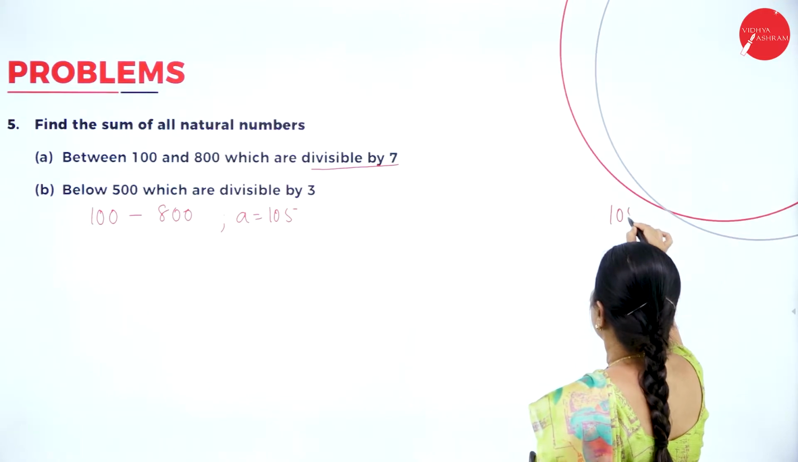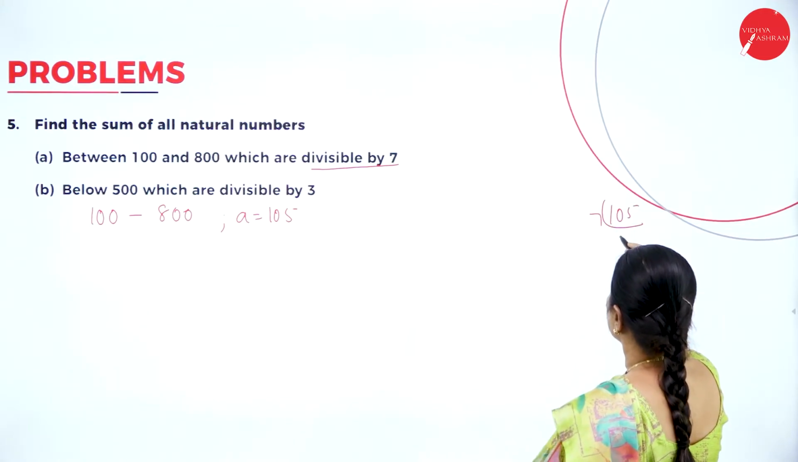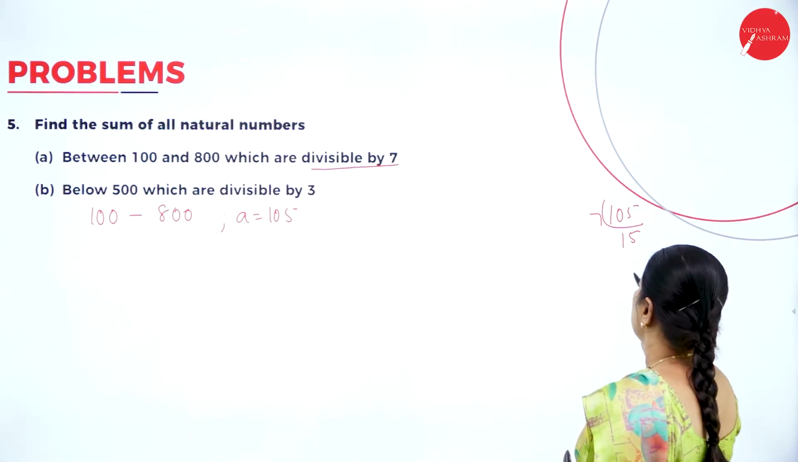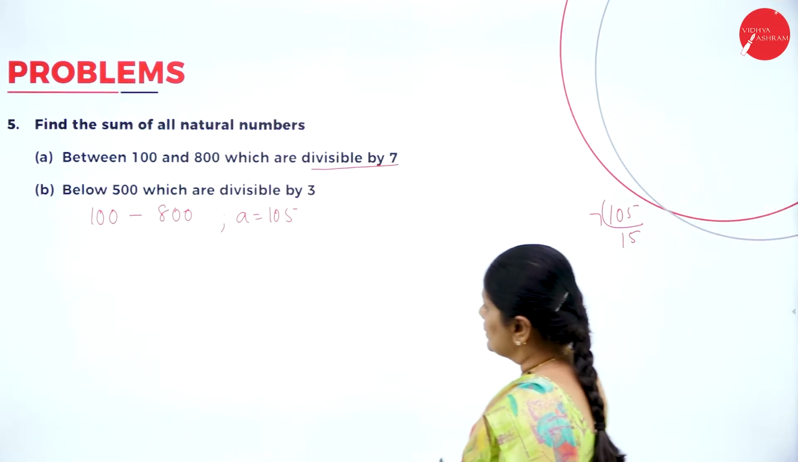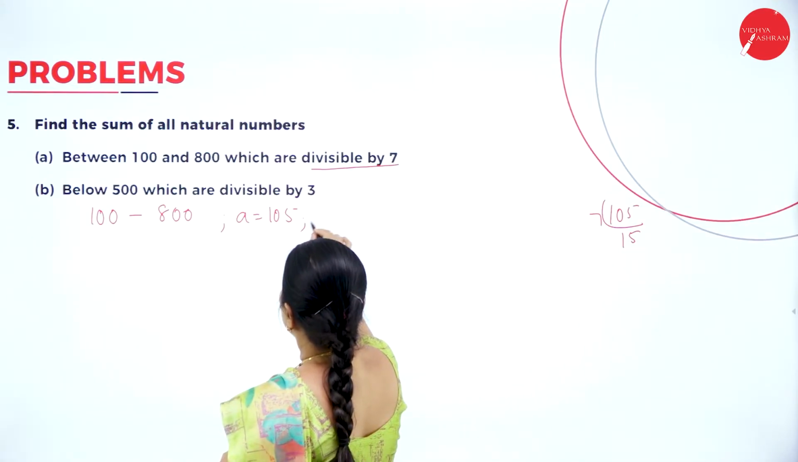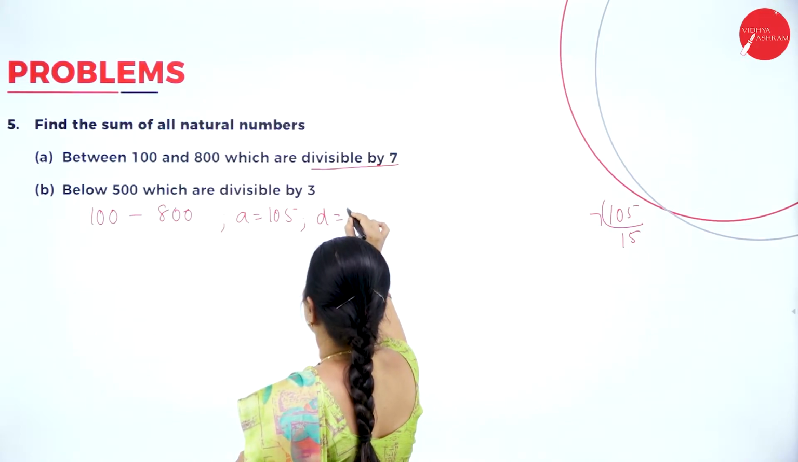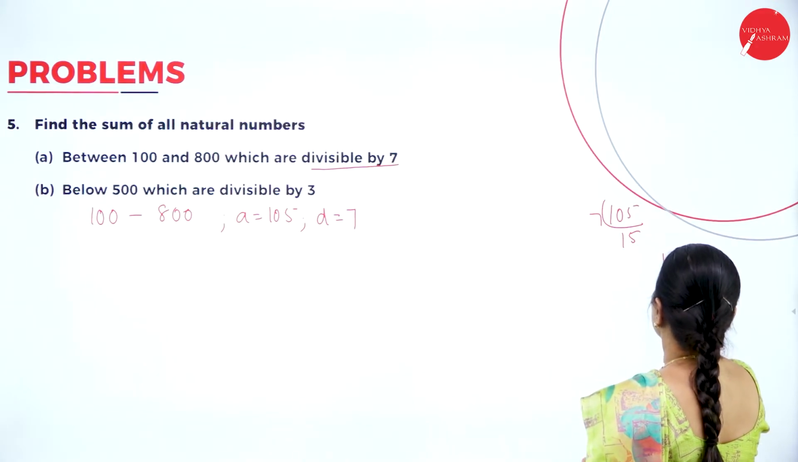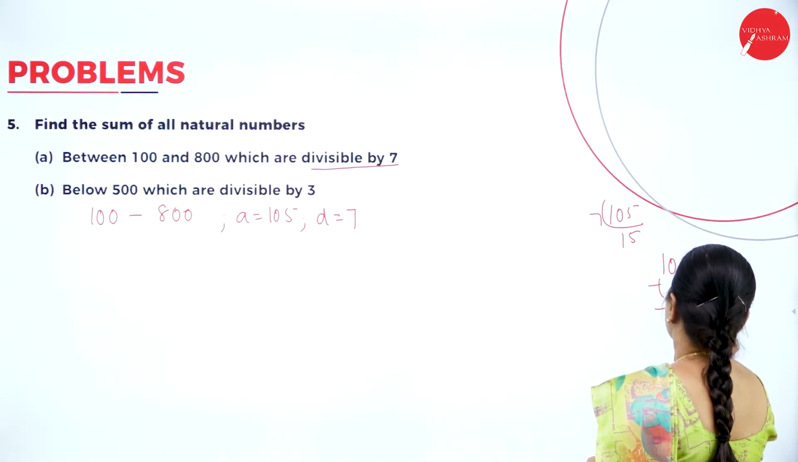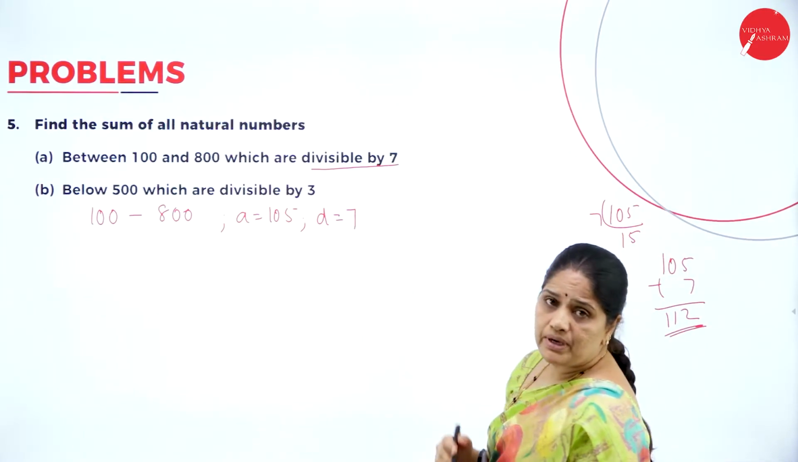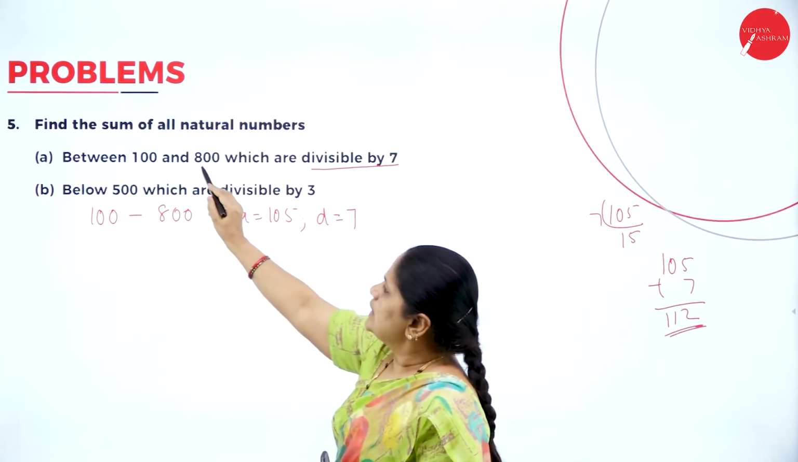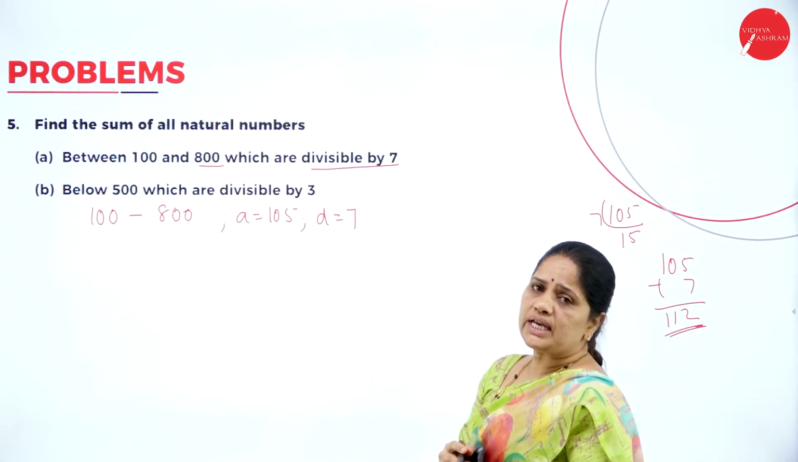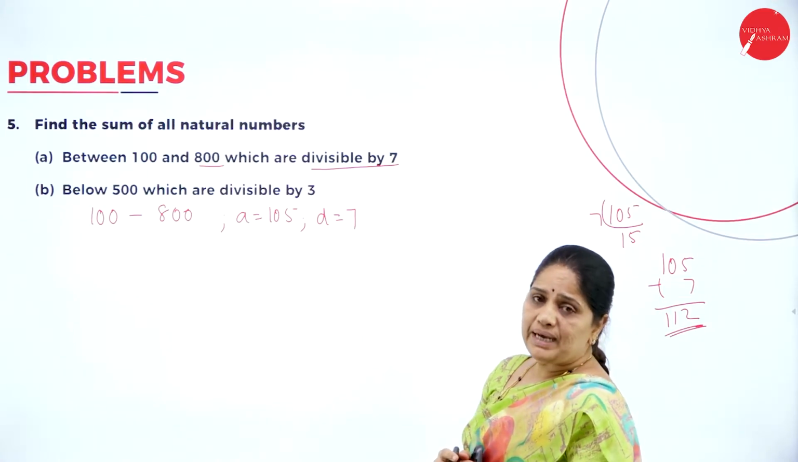Suppose I write 105 divided by 7. 7 ones are 7, 7 fives are 35. So it is 7 times 15, so we get 105. Next, we should know what D is. D will be equal to 7 because they are all multiples of 7. So 105 plus 7, I get 112, which is also divisible by 7. Now, I want the number within 800. So from 800 backwards, I have to check which number is divisible by 7.